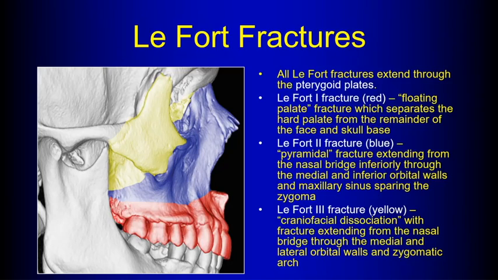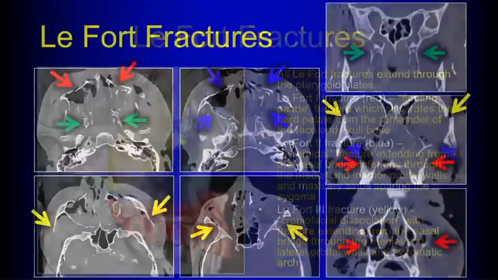The Lefort 2 fracture is a pyramid-shaped fracture which extends from the nasal bridge infralaterally on both sides through the orbits and maxillary sinuses and creates a pyramid-shaped bone of the face which is dissociated from the remainder of the face and skull base. And lastly, the Lefort 3 fracture is a total craniofacial dissociation where the entire face is dissociated, and this fracture extends through the orbits and laterally through the zygomatic arches.